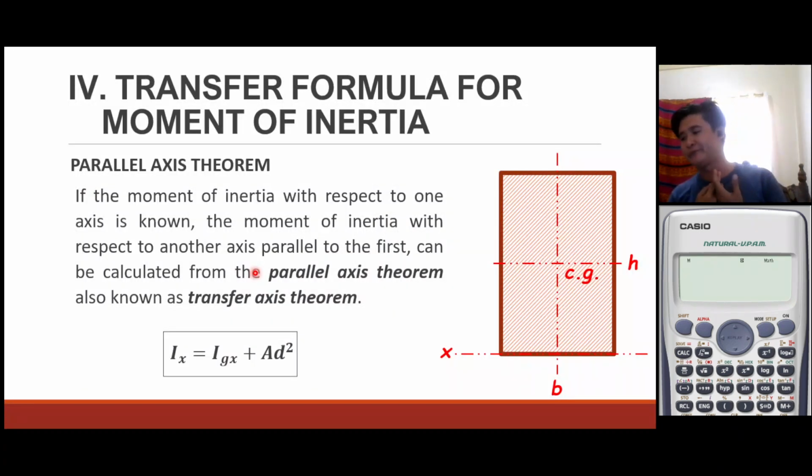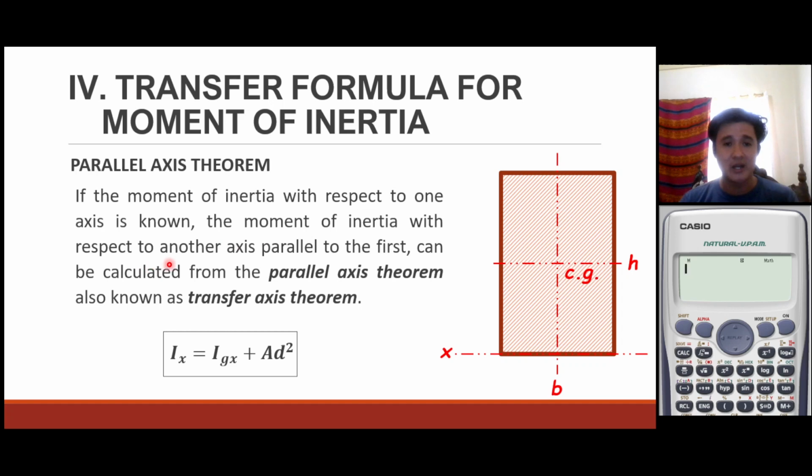Okay. That is the moment of inertia with respect to its centroidal axis. Now, there are cases where we need to get the moment of inertia with respect to an axis that is far from but parallel to its centroidal axis. Okay? So this is very important in built-up beams, for example, I-beams with a plate on top of them. You will see that later.